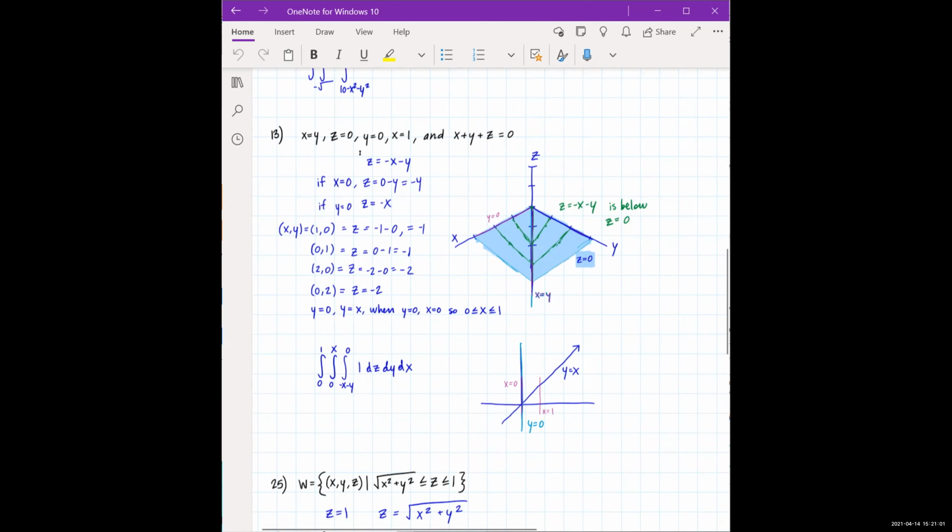So I tried to draw it out, but I don't know if you have any advice for trying to draw things like this. Sometimes I like doing slices in the coordinate planes. Like you let y be 0. That gives you a line in the xz plane.